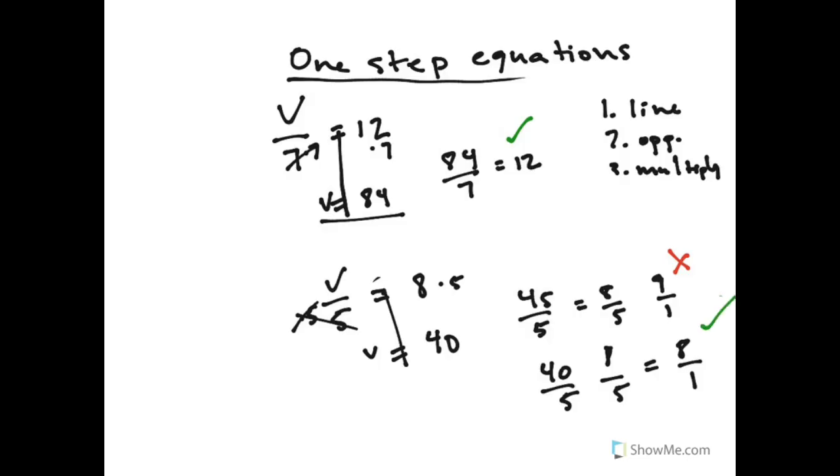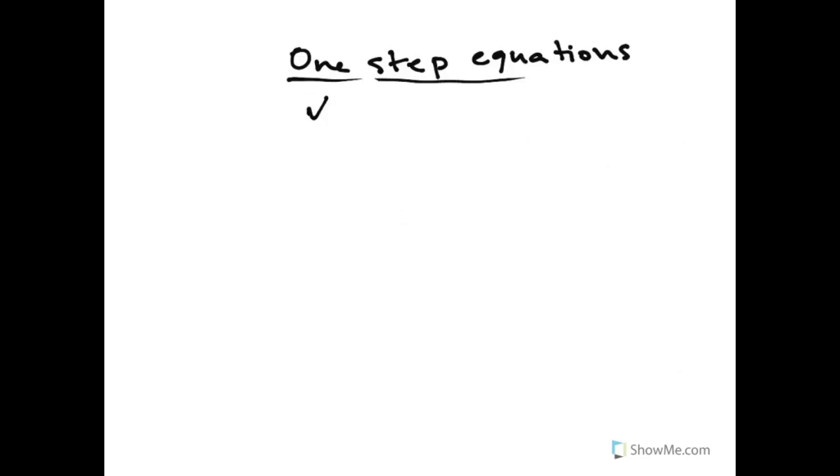So here go some more practice problems so that you guys can work on them. v over 2 equals 12. v over 3 equals 10. Pause the video because I'm going to work these out.